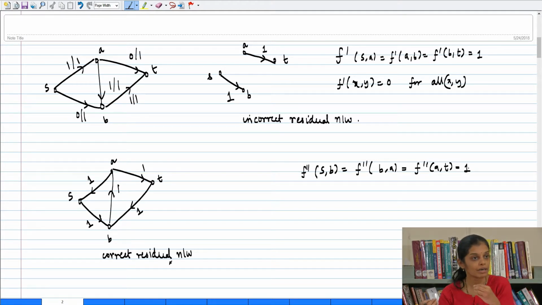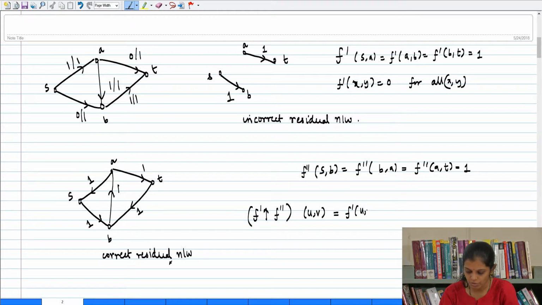And how did we actually combine these two flows? You remember we had written F augmented with F prime, but I will now have to write F prime augmented with F double prime of UV. And this should be defined only on the edges of the original network. It is equal to F prime of UV plus F double prime of UV minus F double prime of VU. This was how it was defined, right. So let us substitute this for a couple of things so that we understand it correctly. Let us do this for the edge SA.